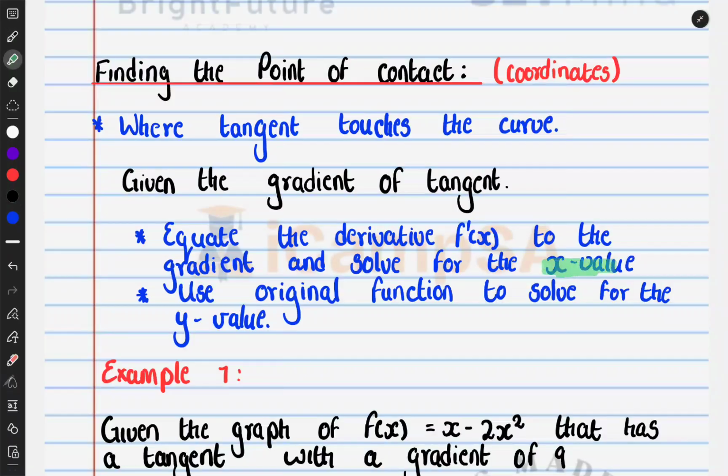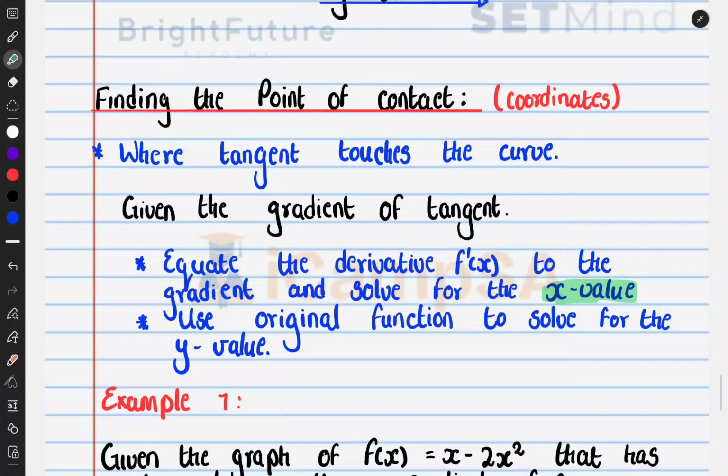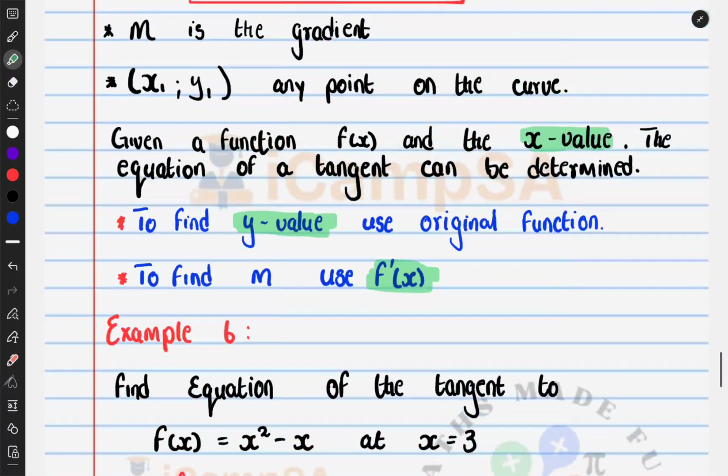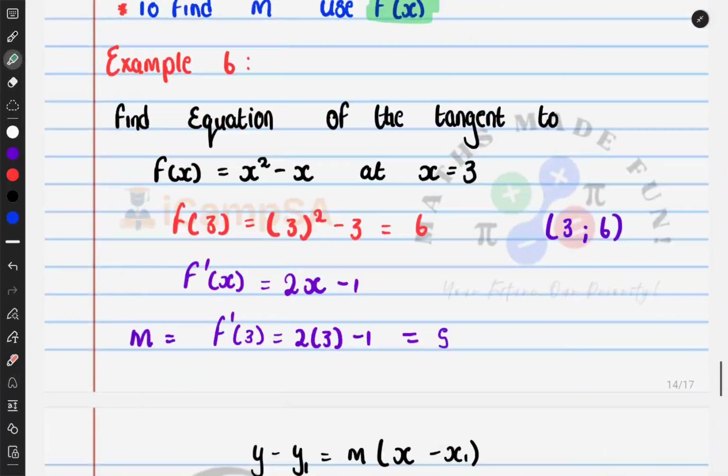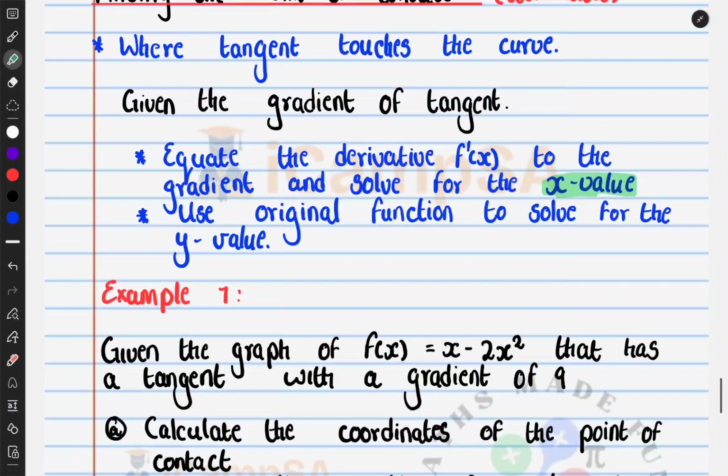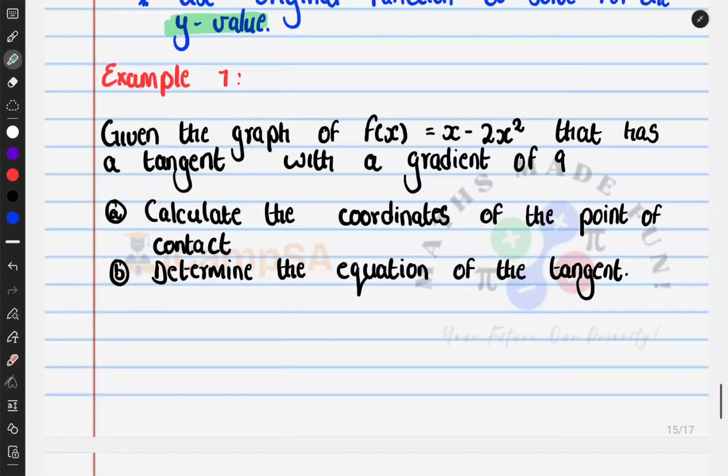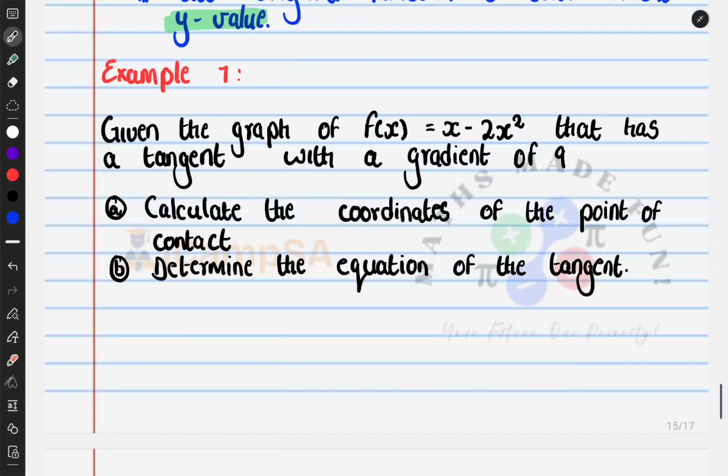Now remember that when we were looking for the equation of the tangent, we started by looking for the y value. Here, vice versa, we're going to look for the x value by using the gradient that we are given and the first derivative of the equation. And then from there, once we have the x value, we have to use the original function to solve for the y value. Okay, so let's do this example to drive this point home.